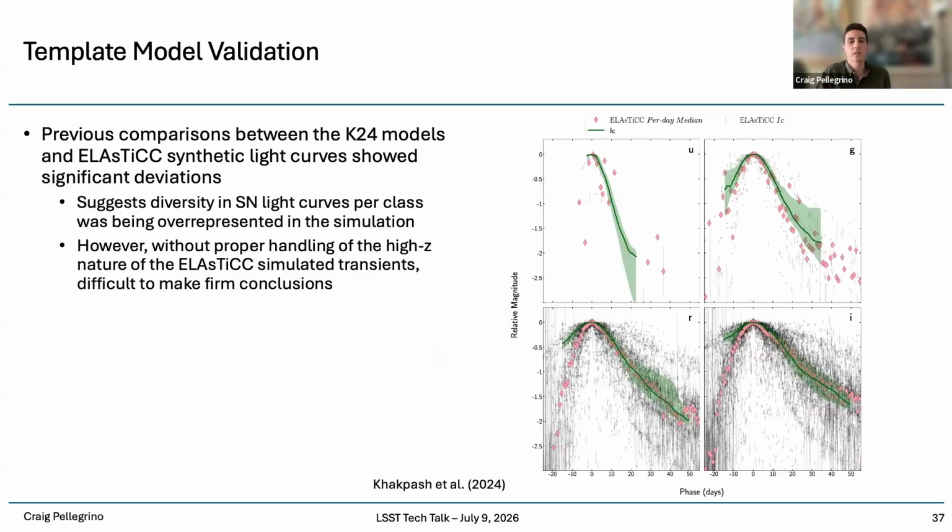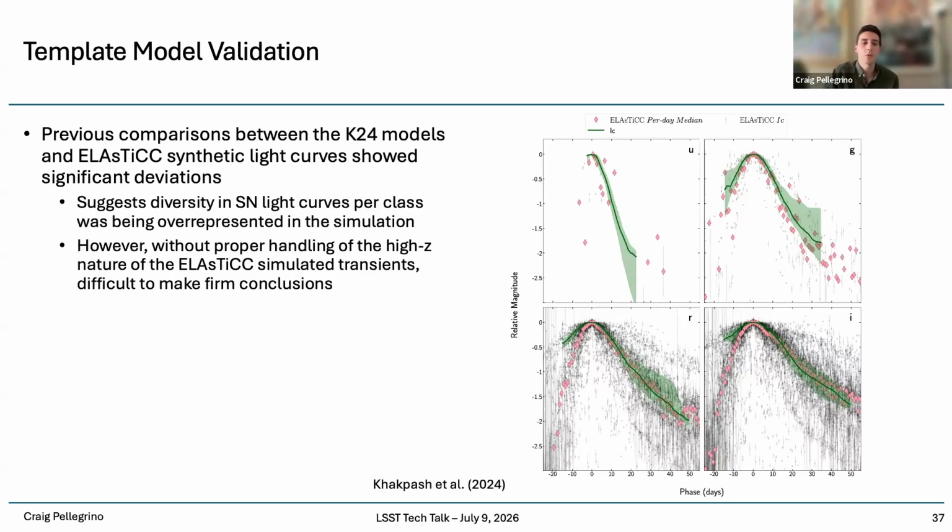So we're motivated to do this comparison, again, by the work of Kakbash et al., because they found significant deviations between their own templates and the elastic dataset, which is shown here on the right for 4 different filters. Their templates are shown in green. The sort of median per day elastic data set is shown in pink, and then each individual supernova that elastic predicted is shown in black.